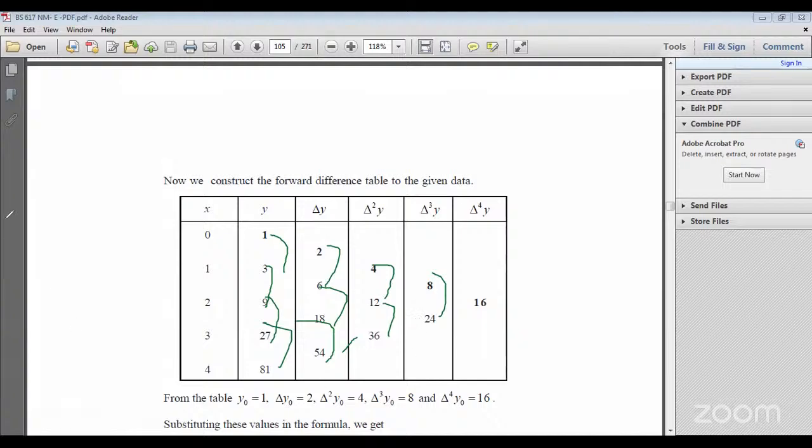Then from the table we take the values here: 3 minus 1 is 2, 9 minus 3 is 6, 27 minus 9 is 18, 81 minus 27 is 54, 6 minus 2 is 4, 18 minus 6 is 12, 54 minus 18 is 36, 12 minus 4 is 8, 36 minus 12 is 24, 24. These are the values we have obtained here.